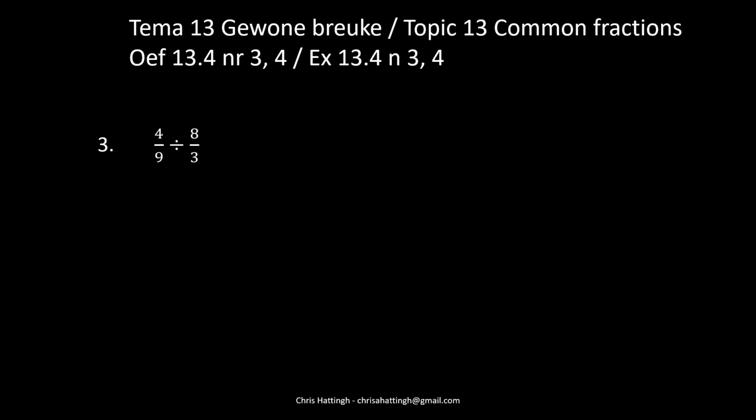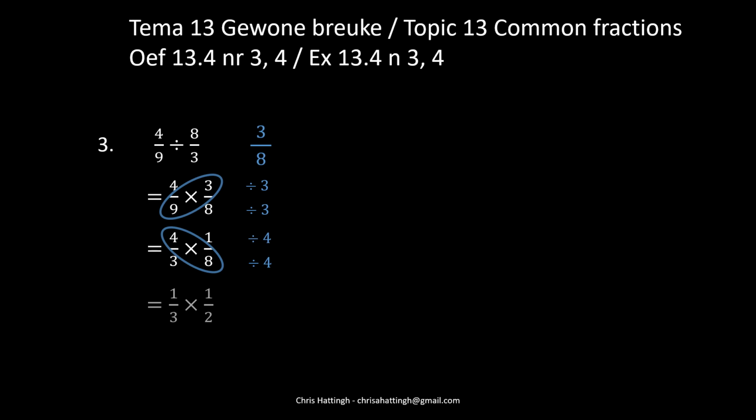Number 3, we're dividing by 8 over 3. The inverse of 8 over 3 is 3 over 8. So you're going to multiply with 3 over 8. You can simplify. If you look at the 3 and the 9, you can divide both by 3. Then you'll find it is 4 over 3 times 1 over 8. But the 4 and the 8 can also be simplified by dividing it by 4. So now you sit with 1 over 3 times 1 over 2. 1 times 1 gives you 1. 3 times 2 gives you 6. So your final answer is 1 over 6.